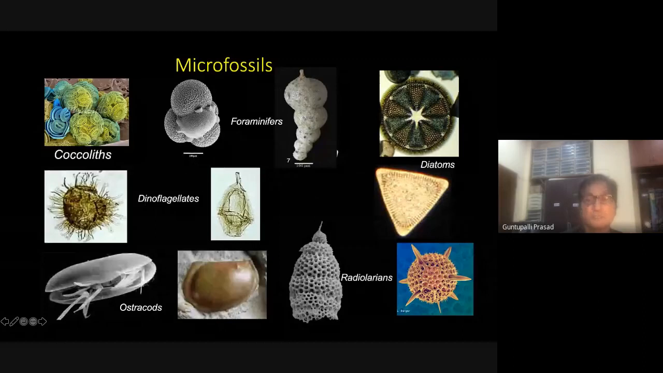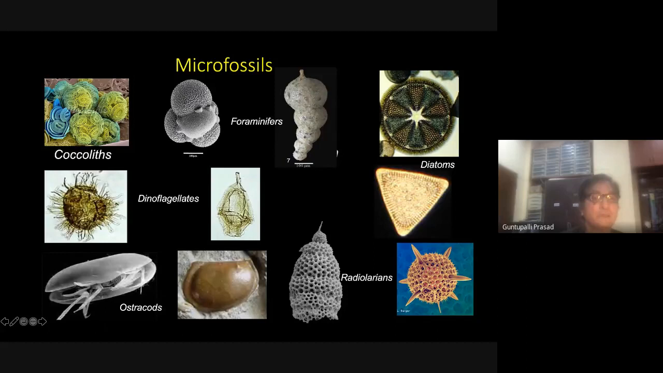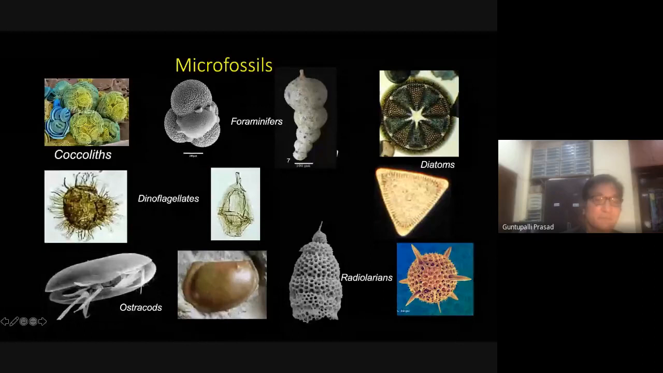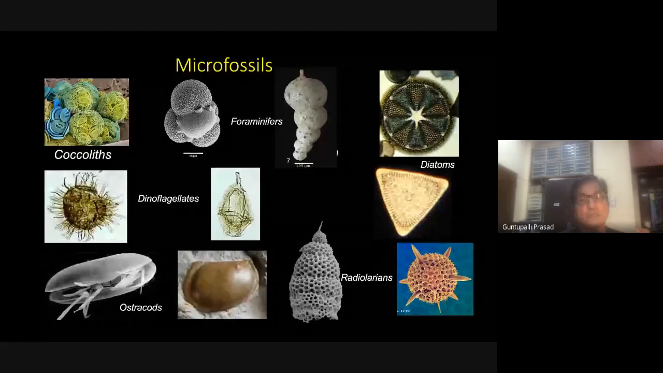Protists, similarly radiolarians, diatoms, the algae, calcareous algae like coccoliths, dinoflagellates, and ostracodes, the arthropods. All of them are studied under the branch of micropaleontology, and these are very important, as I mentioned earlier, in the exploration of hydrocarbons, because these help you in understanding the environment in which the sediments were deposited.